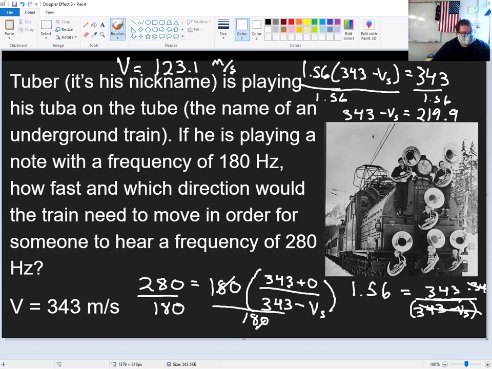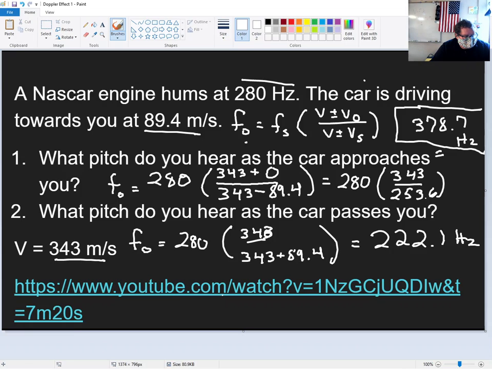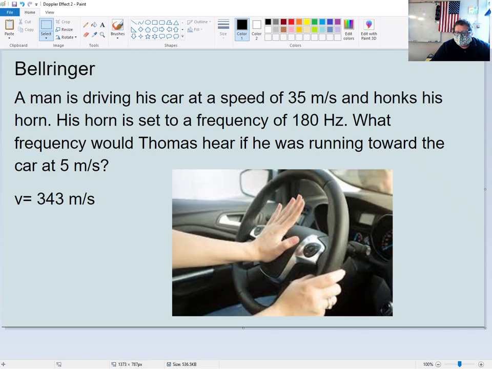All right, for good measure, let's look at one more where the observer's moving, and this will be our last one. Oh, sorry, wrong image. Oh, it is the right image. I just didn't mean for it to say bell ringer up there.